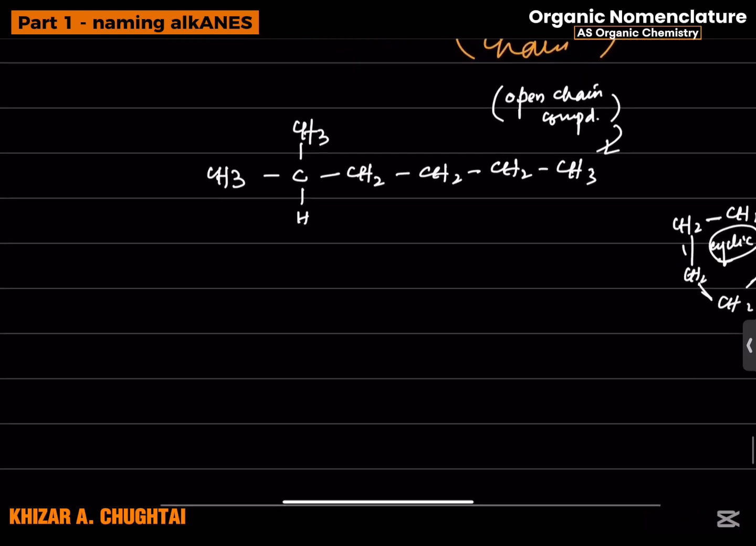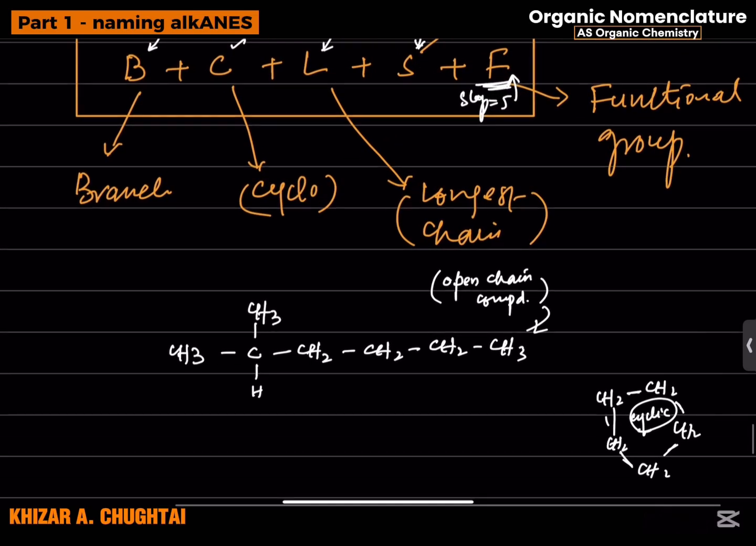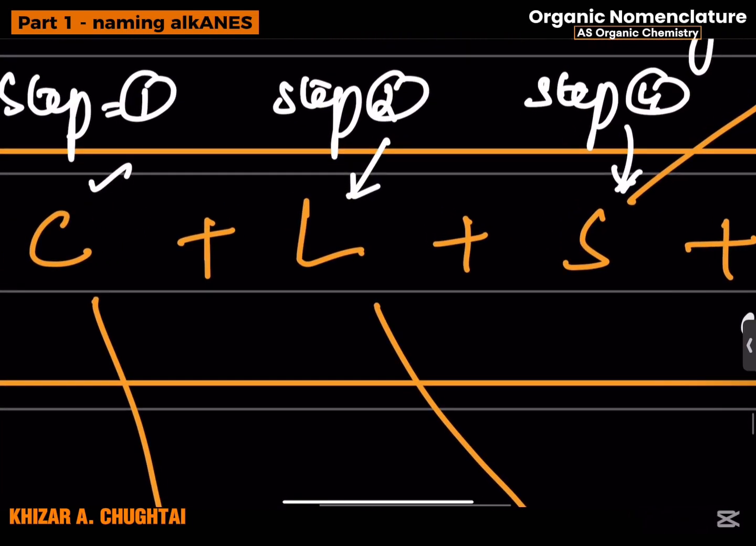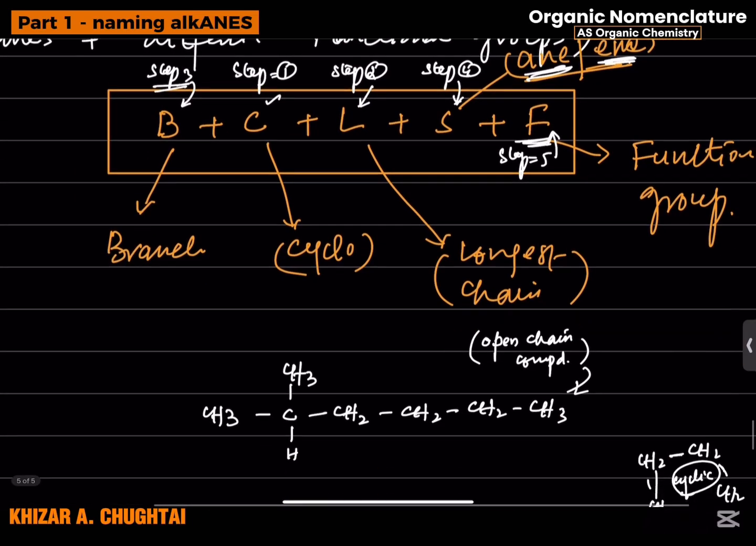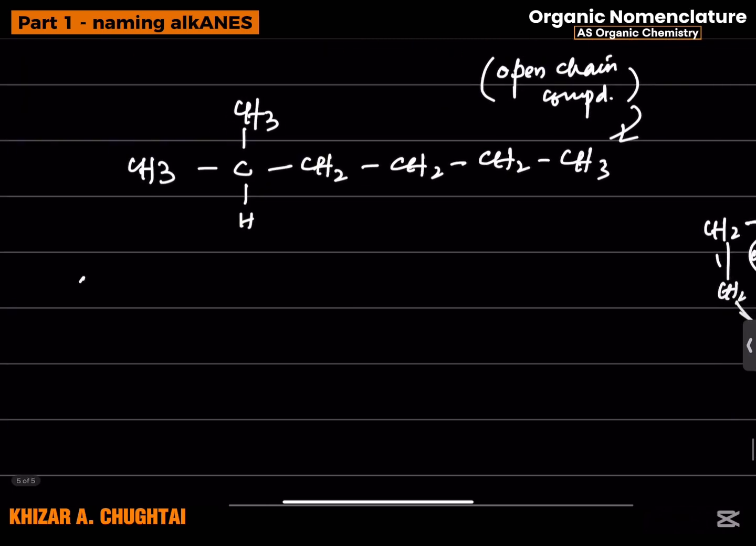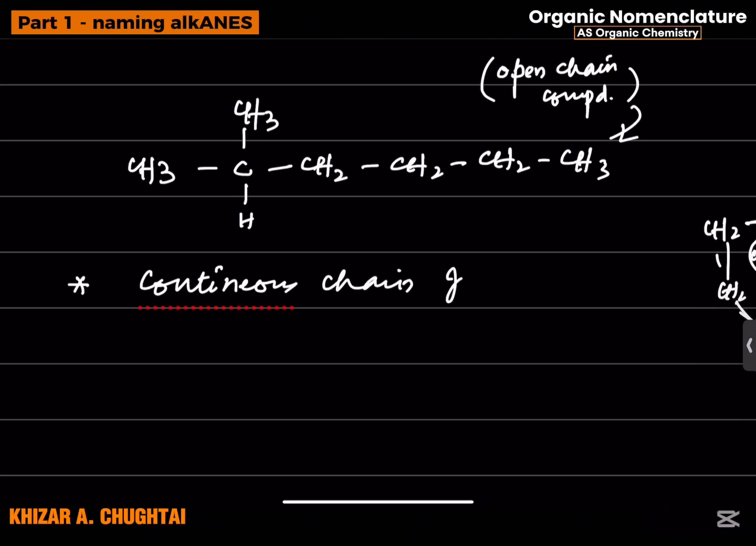Now, as I told you, on the next step you will check the longest chain. Continuous longest chain of carbon atoms. Continuous chain of maximum carbons is called the longest chain.